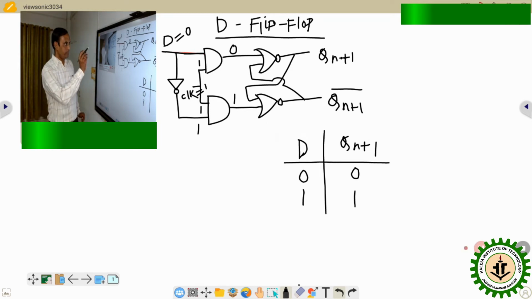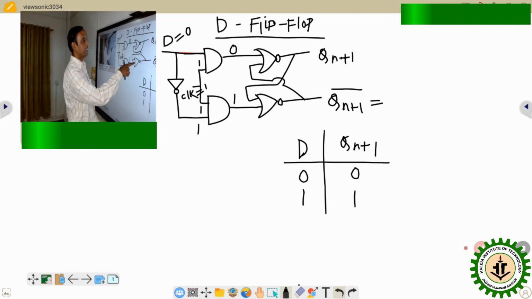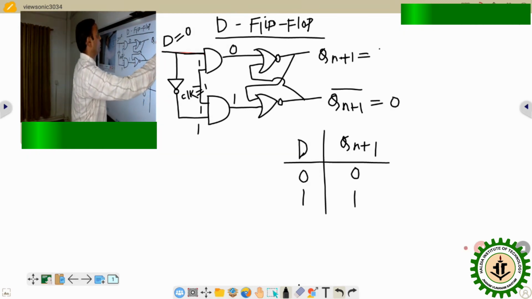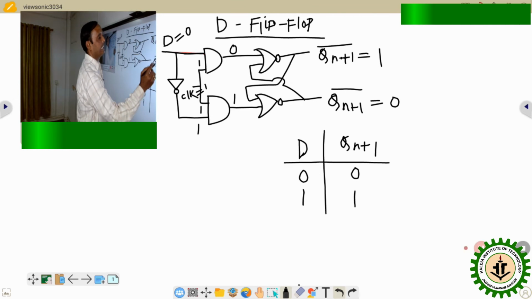In that particular case, ultimately we are getting this is 1. So this is 1 means this value, but this is a NOR gate, one input 1, that will be 0, and that particular value will be 1. For that case we have seen the output will be 1. So we can say this is Qn plus 1 bar and this is Qn.